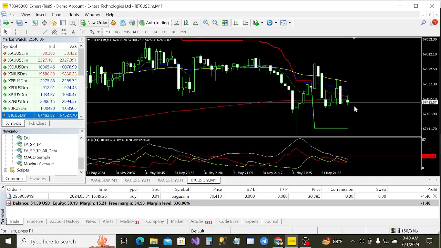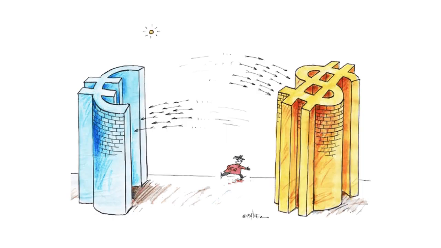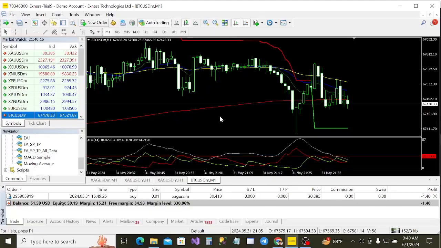2. Currency pairs. In Forex trading, currencies are traded in pairs. Each pair consists of a base currency and a quote currency. For example, in the EUR-USD pair, the euro is the base currency and the US dollar, USD, is the quote currency. The price of the pair indicates how much of the quote currency is needed to buy 1 unit of the base currency.